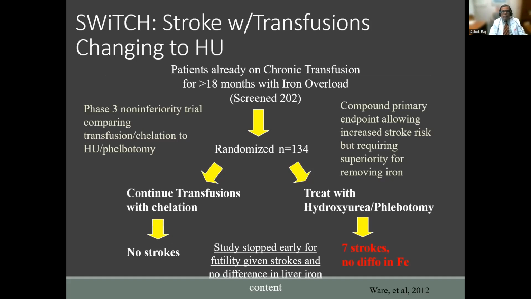Then they also tried, let us see what happens to patients who have developed stroke now. Can we switch them from chronic transfusion to hydroxyurea and phlebotomy, what we call the SWiTCH trial? Even this trial failed, because patients who were switched from chronic transfusion, these were stroke patients, when they were switched to hydroxyurea and phlebotomy, 7 patients went on to have strokes, but there was no difference in iron overloading in those patients. So again, in patients with a stroke diagnosis, switching to hydroxyurea is not done.